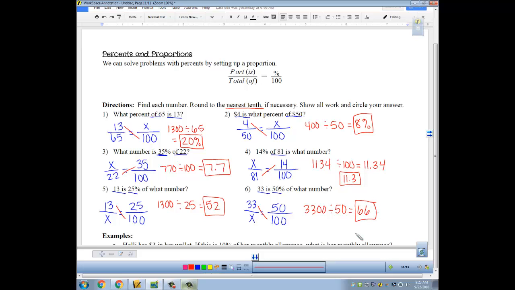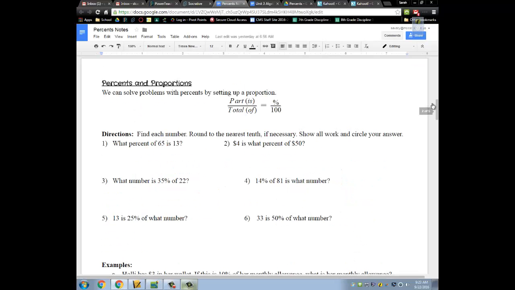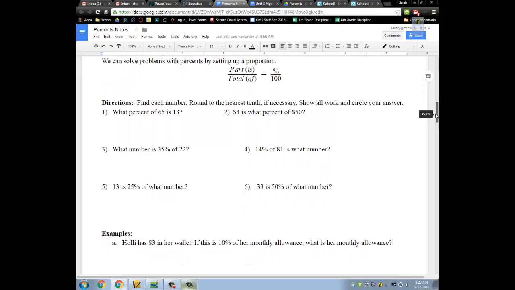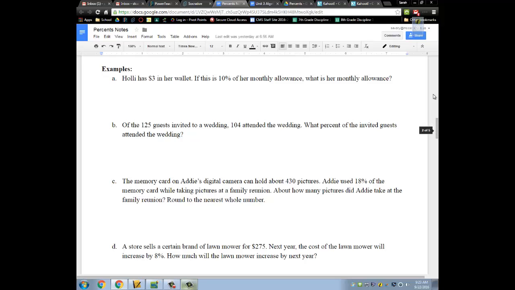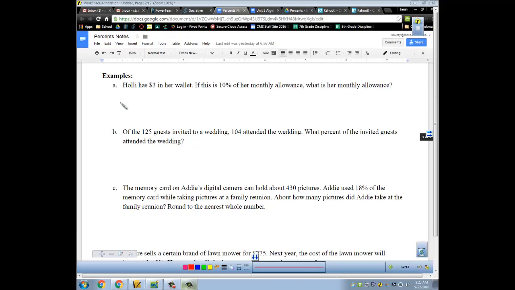Okay, so anytime you just have problems like those and they're not story problems, just use is over of equals percent over 100. The next 4 questions are story problems. So as story problems, you want to think more of the part over total. So the first question, Holly has $3 in a wallet. If this is 10% of her monthly allowance, what is her monthly allowance?